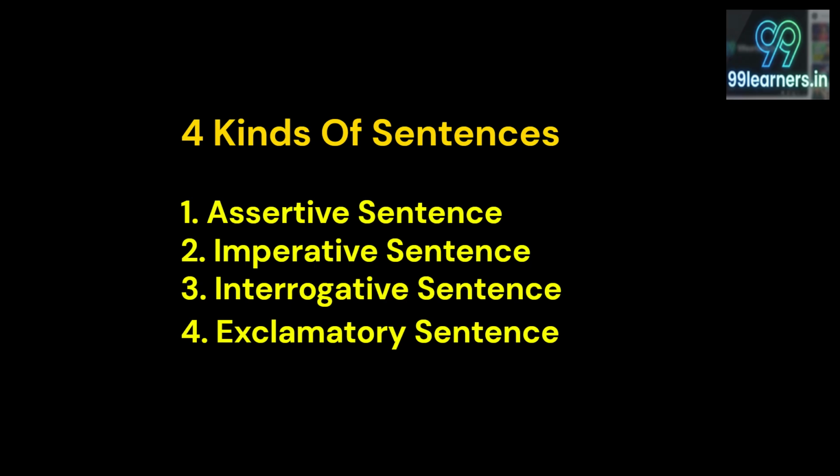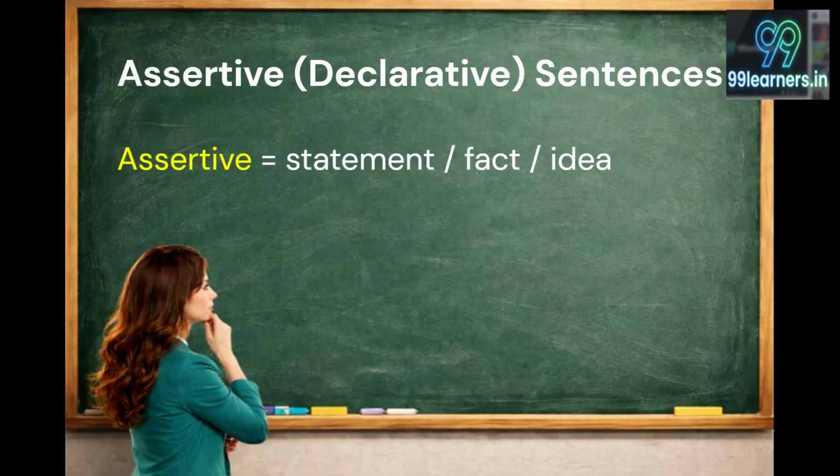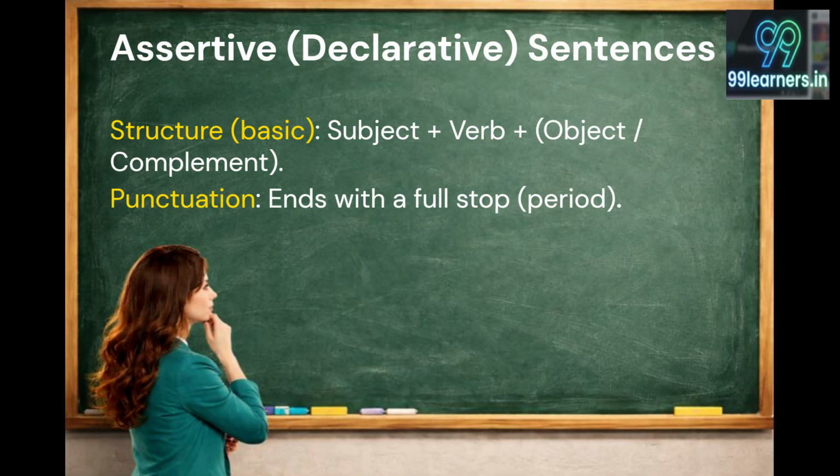Ready? Let's begin. 1. Assertive or declarative sentences. An assertive sentence, also called a declarative sentence, states a fact, gives information, or expresses an opinion. It's the most common kind. Structure: basic subject plus verb plus object or complement. Punctuation: ends with a full stop, period.